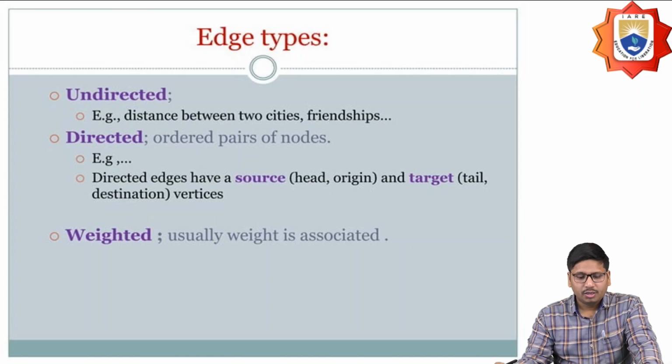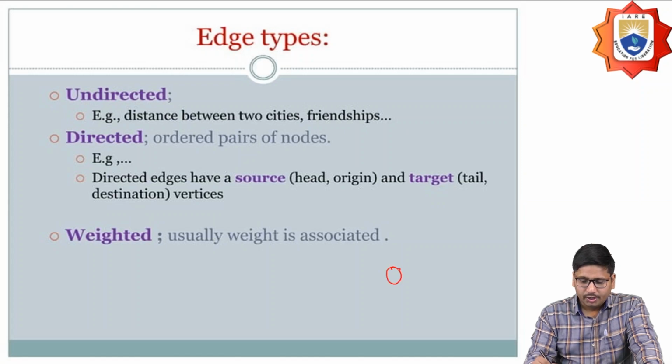And next we're going to see edge types. There are different types of edges: directed, undirected and weighted edges. Undirected means, for example, the distance between two cities, or friendships. Directed means an ordered pair of nodes, where there is a source and a destination or target; then it is called a directed edge. And weighted means the edge carries a weight, so it is considered a weighted edge.